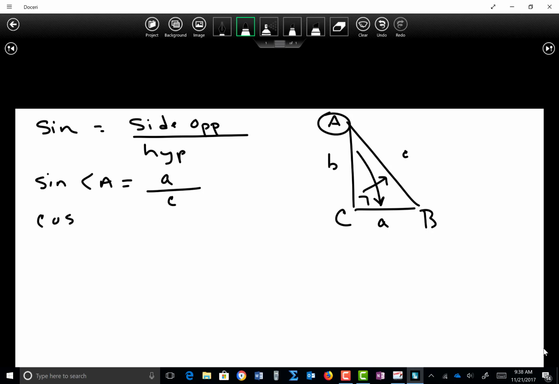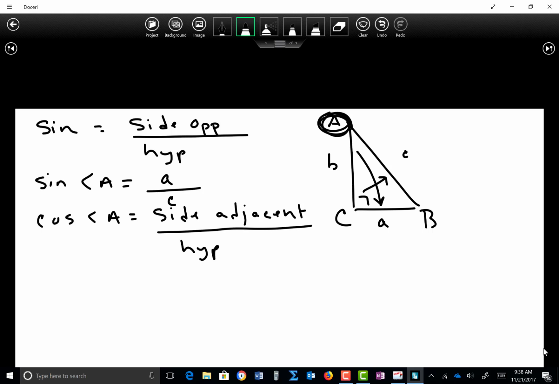The cosine of angle A is defined as the side adjacent, and remember that adjacent means beside something, so it's not the one that's opposite, it is the one adjacent over the hypotenuse. So here's angle A again. Little a is across from it, so the one adjacent must be this one. It can't be the hypotenuse, it can't be the one opposite, so it has to be the one that is beside it. So that would be little b over hypotenuse. So side adjacent over hypotenuse.